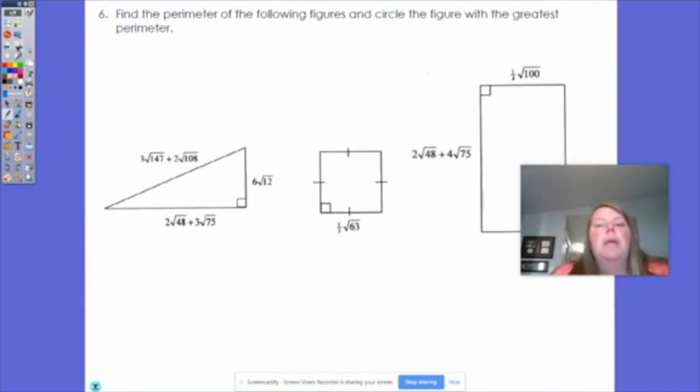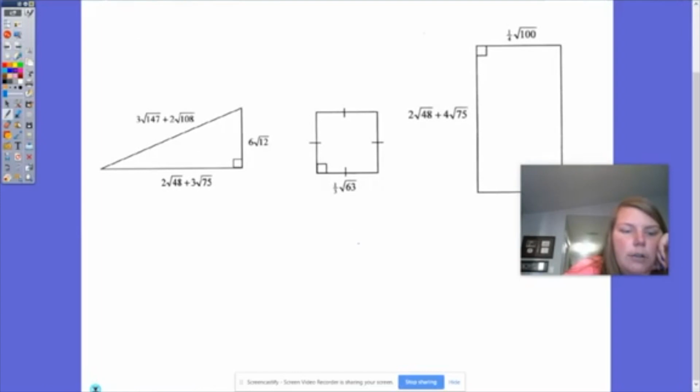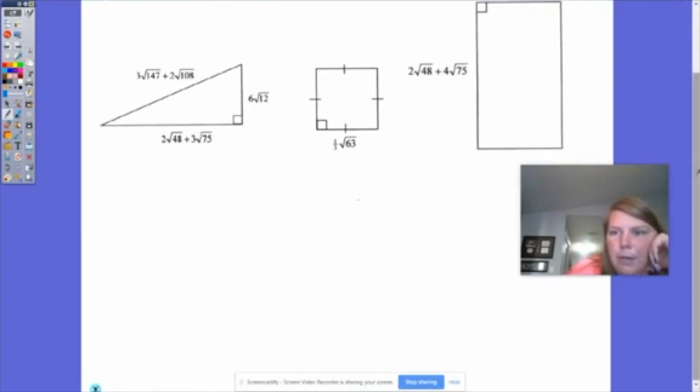And then the last problem I wanted to do is number 6. I'm actually just going to do one of these, and then you can work on the rest or ask me on Remind if you want me to do another one. So I'm going to do the rectangle on the right. So it says, find the perimeter. Remember, perimeter is adding up all the sides. So obviously for the triangle, you'd add up all the sides. For the square, you'd add up all the sides.